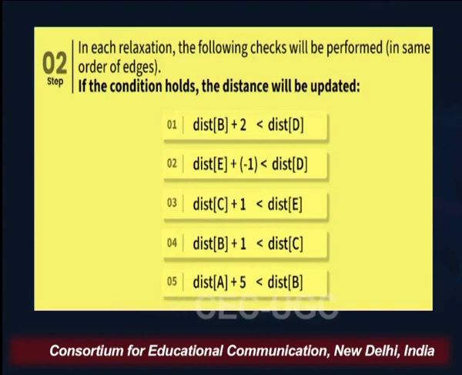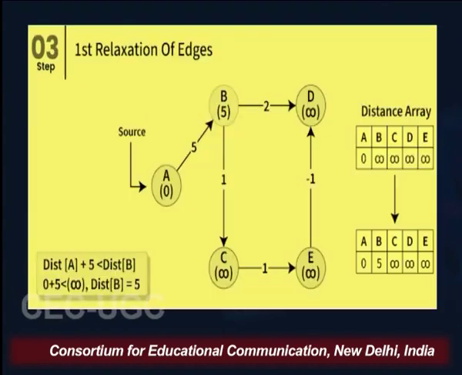So, this is the kind of check which is going to give us a positive answer, and because of this check we are going to update the distance of B to 5. So, first relaxation of edges has happened, and please notice the situation of the distance array, or the values in the distance array. Earlier it was having distance of 0 for A, but for B, C, D, E it was infinity. Now, it has been updated.